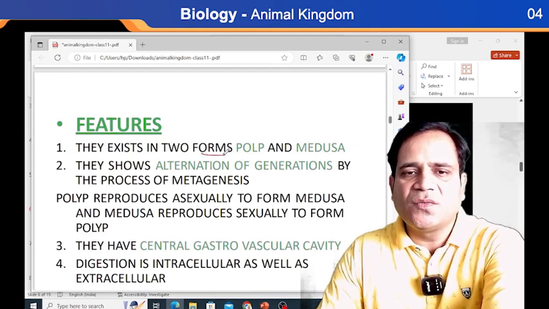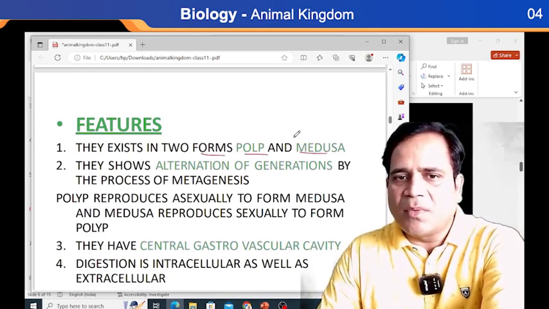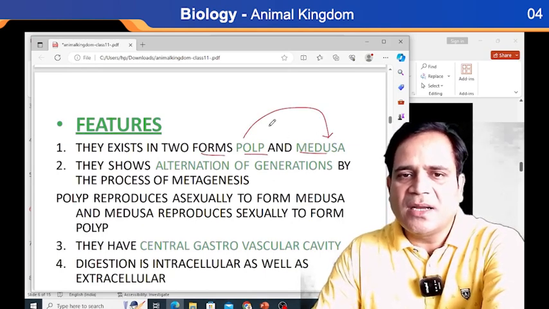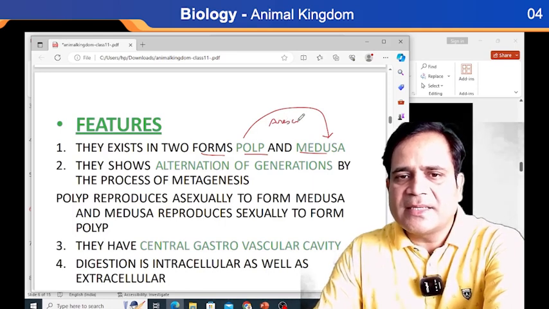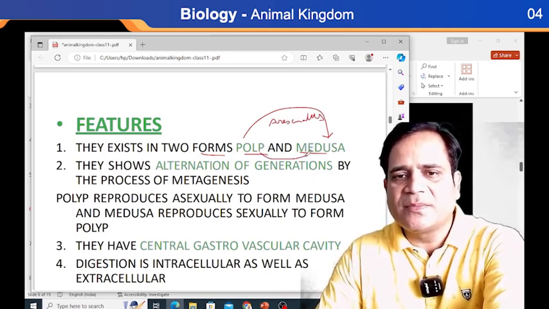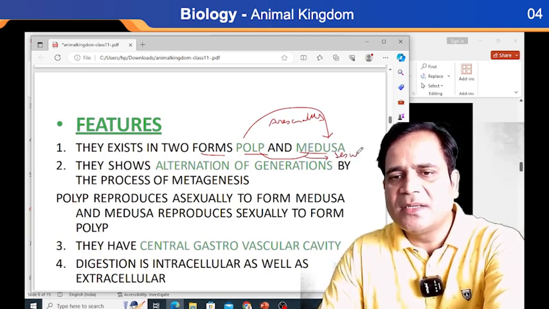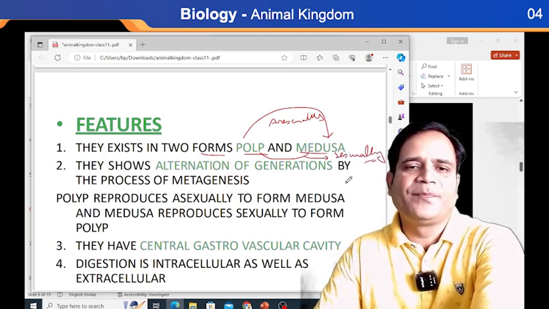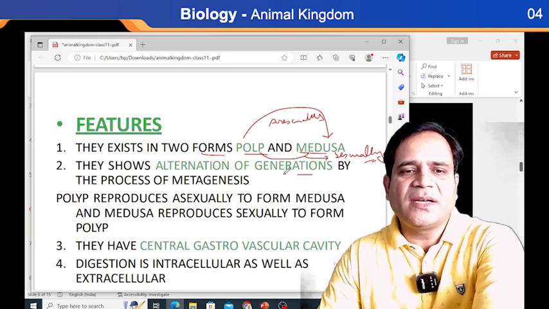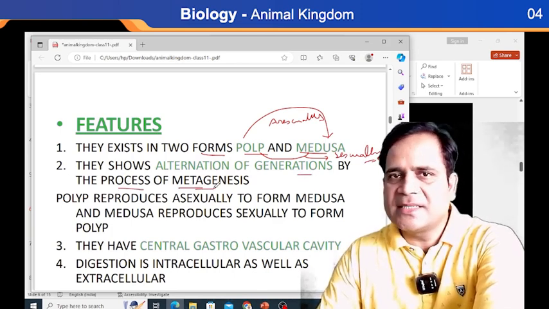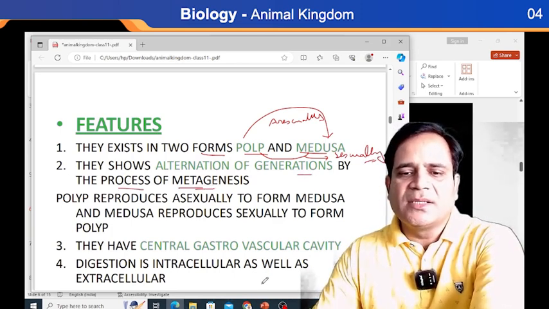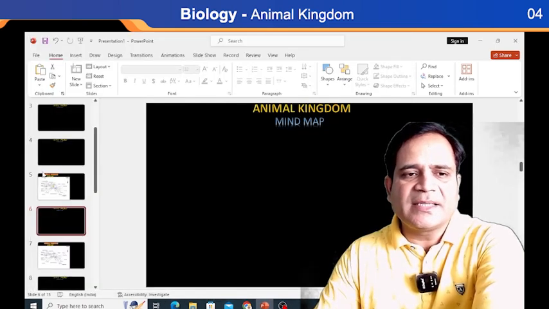They exist in two forms, polyp and medusa. Polyp is converted into medusa asexually, while medusa is converted into polyp sexually, my dear. Hope that's clear. The alternation of generation occurs by the process of metagenesis. Yes or no?